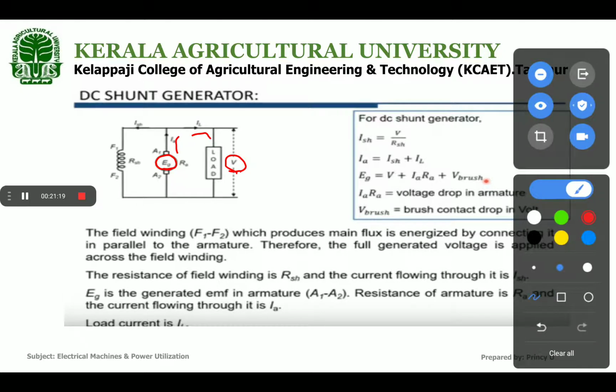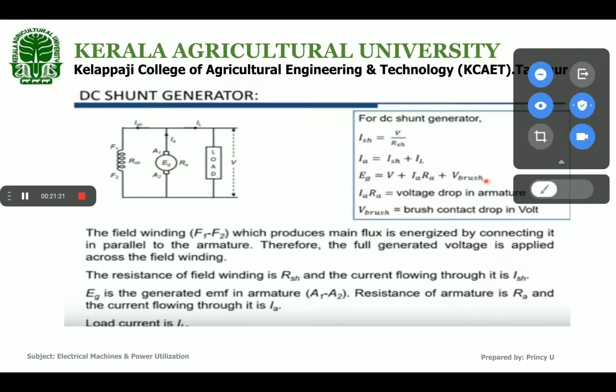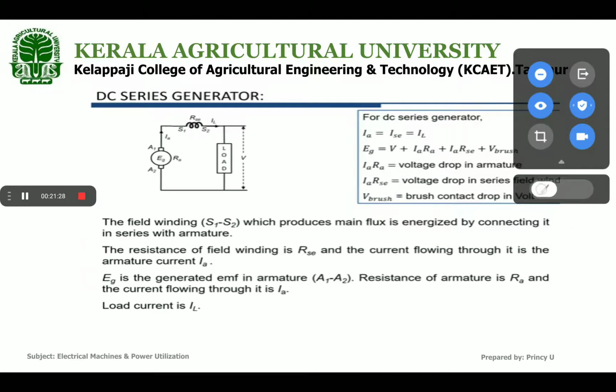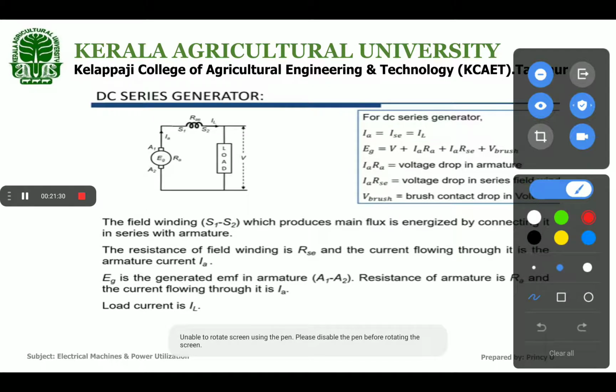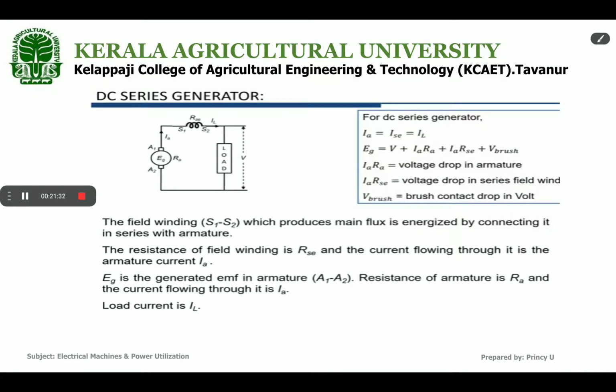Next one will be the shunt. Self-excited generators are classified as DC shunt generator, then DC series generator. So the next one is the series generator, in which the series field winding S1, S2, which produces the main flux, is energized by connecting it in series with the armature. Okay, armature series ആയിട്ടാണ് series field winding connect ചെയ്യുക.